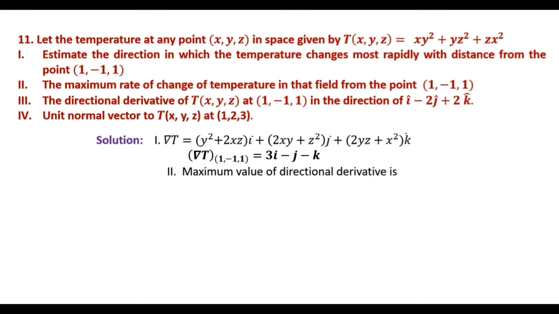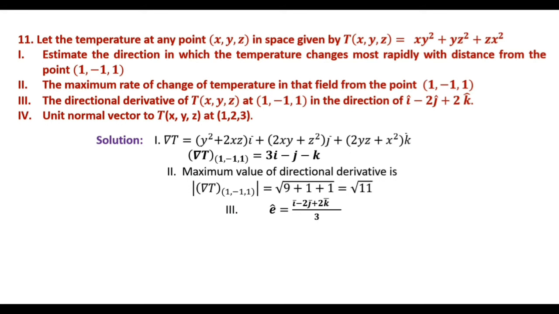The second point is the maximum rate of change of the temperature in that field from the point, which means the maximum value of the directional derivative. So already you have del T at the point. Take the magnitude of that vector, and you know that the magnitude of a i bar plus b j bar plus c k bar is square root of a square plus b square plus c square. As per the formula, we have obtained square root of 3 square plus (minus 1) square plus (minus 1) square. The result will be root 11.